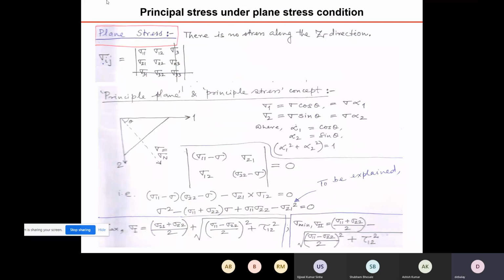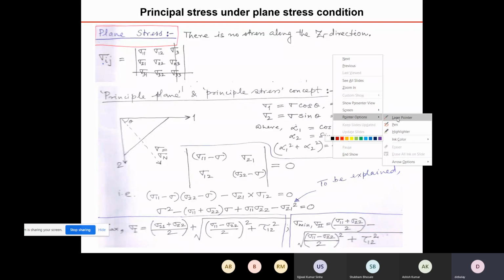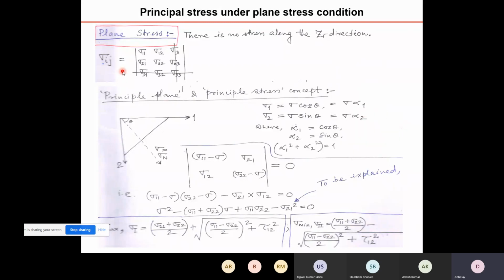So that calculation you can do to simplify the problem, because the stress tensor will now become simpler. What you do? You cancel out all the stresses that are acting along the third direction. So you will end up with 4 stress components: sigma 11, sigma 12, sigma 21, and sigma 22.